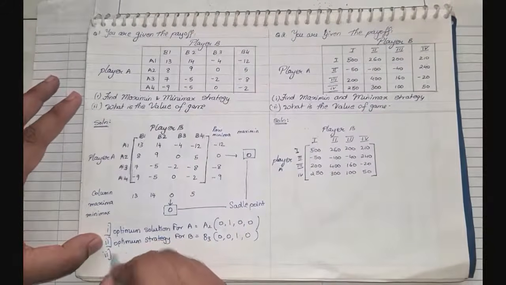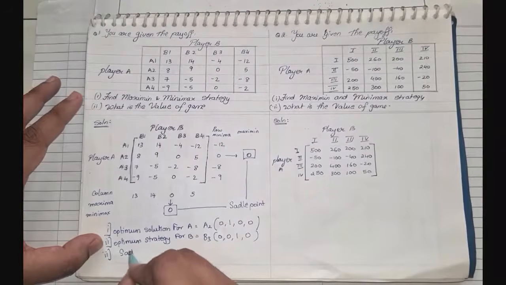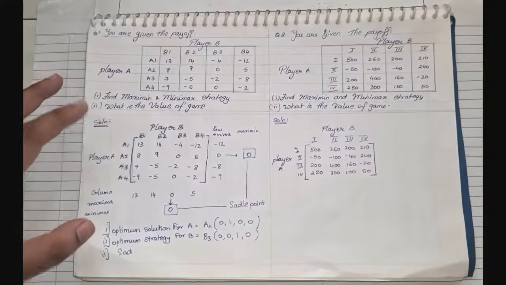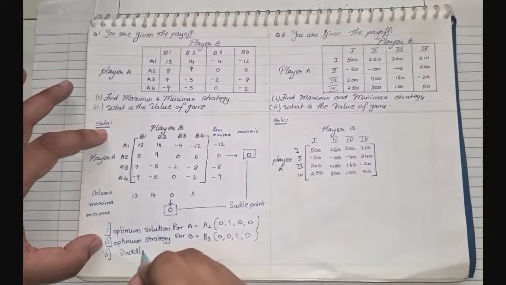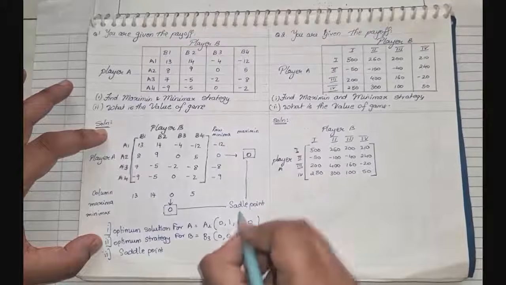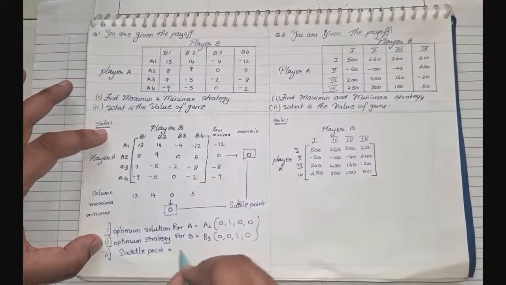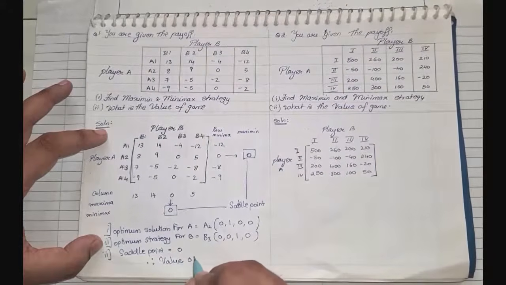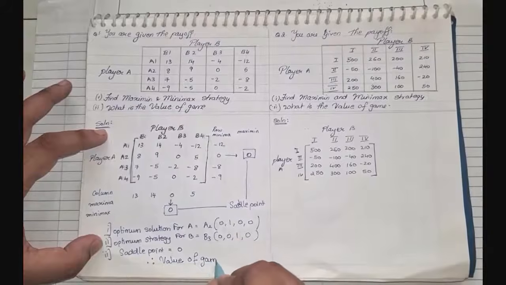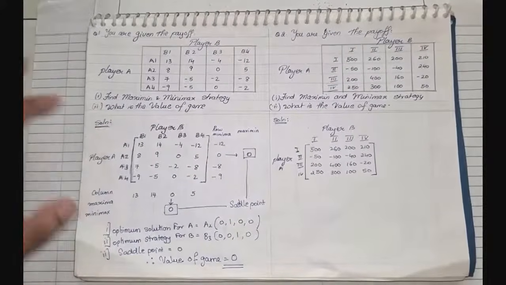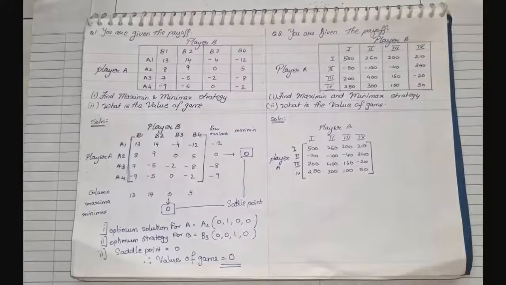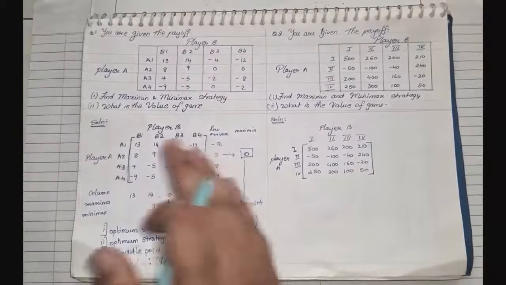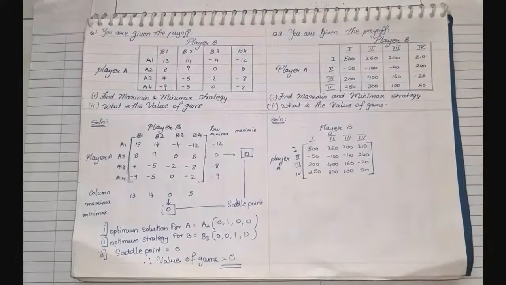Third, the saddle point is equal to 0, therefore the value of the game is equal to 0. That's my final answer. Again, a very simple sum. You just have to go through 3 to 4 steps. Now similarly, let us start with the next sum.